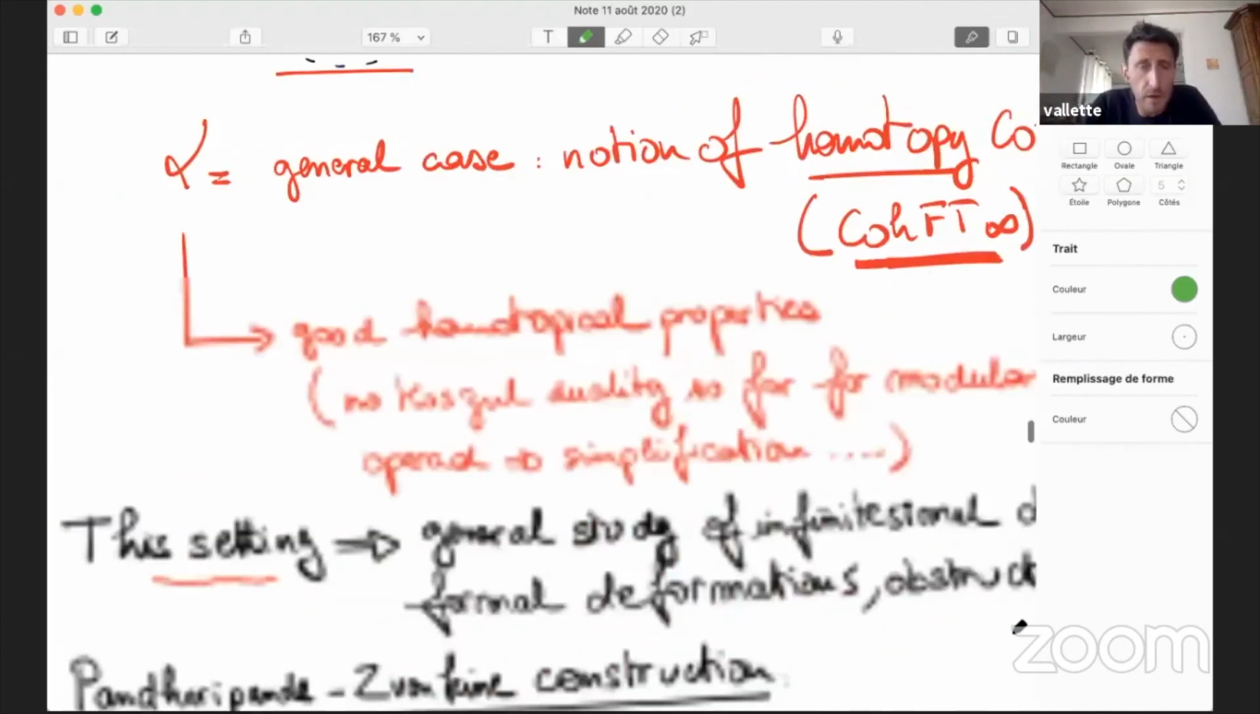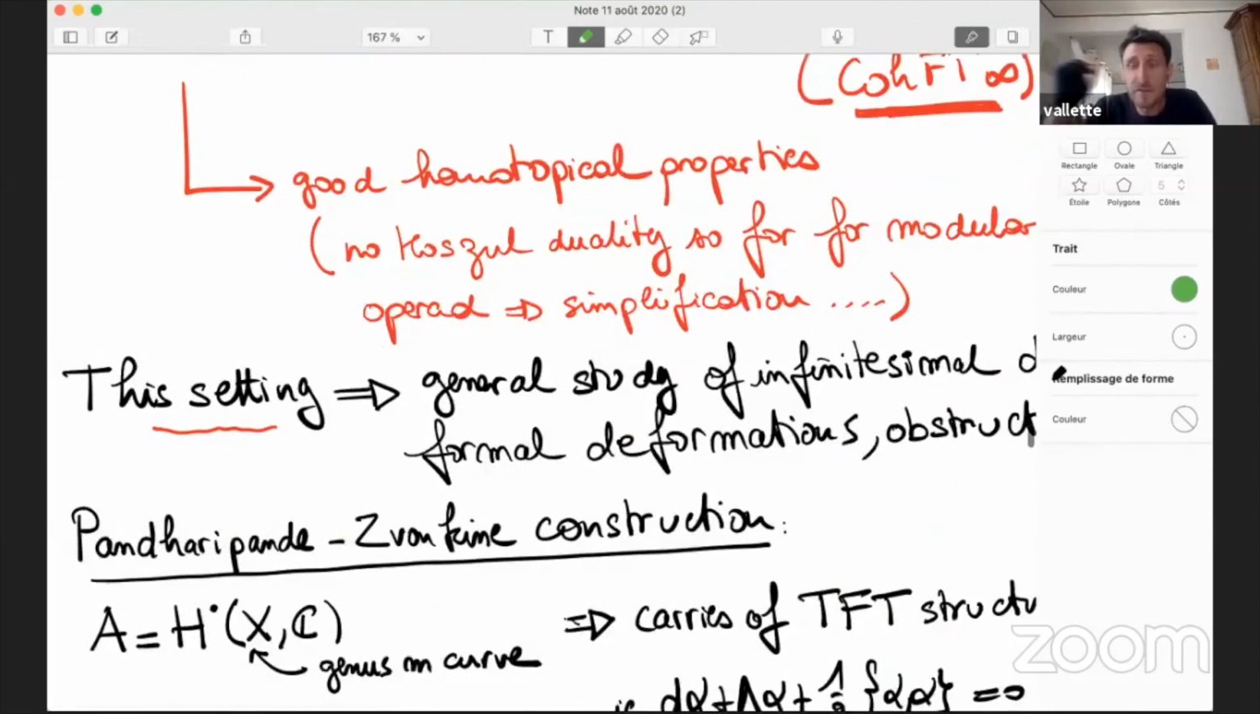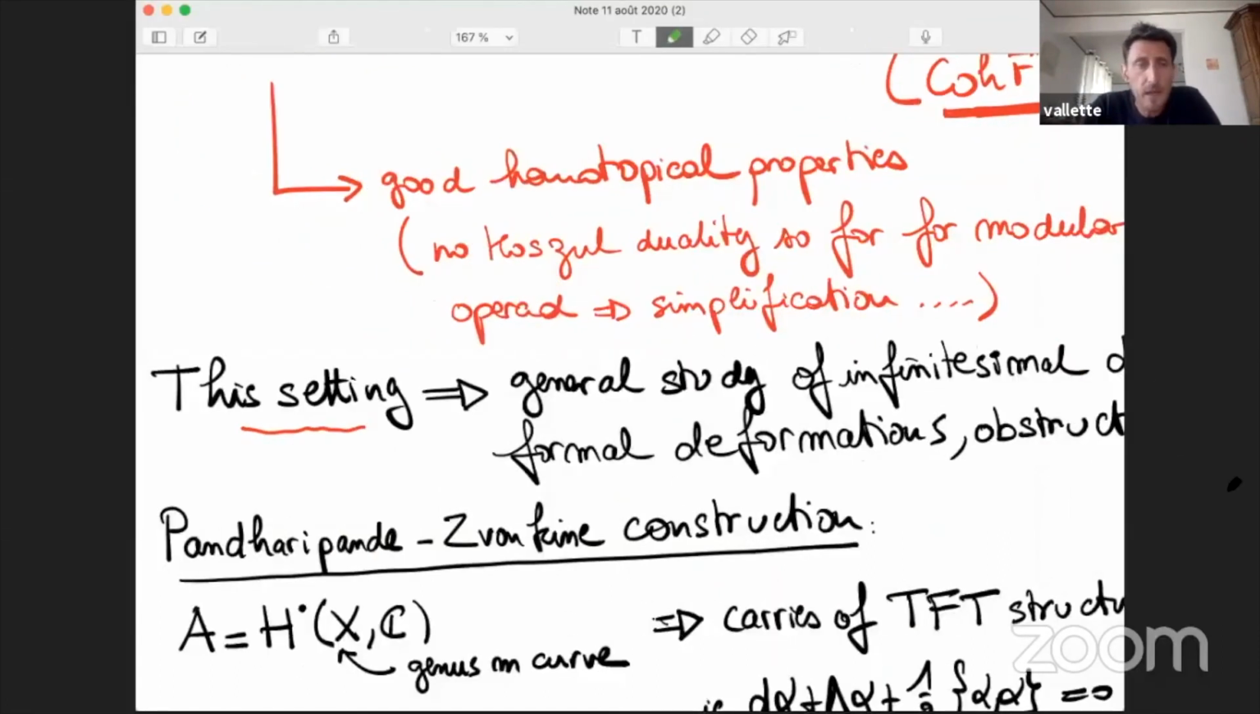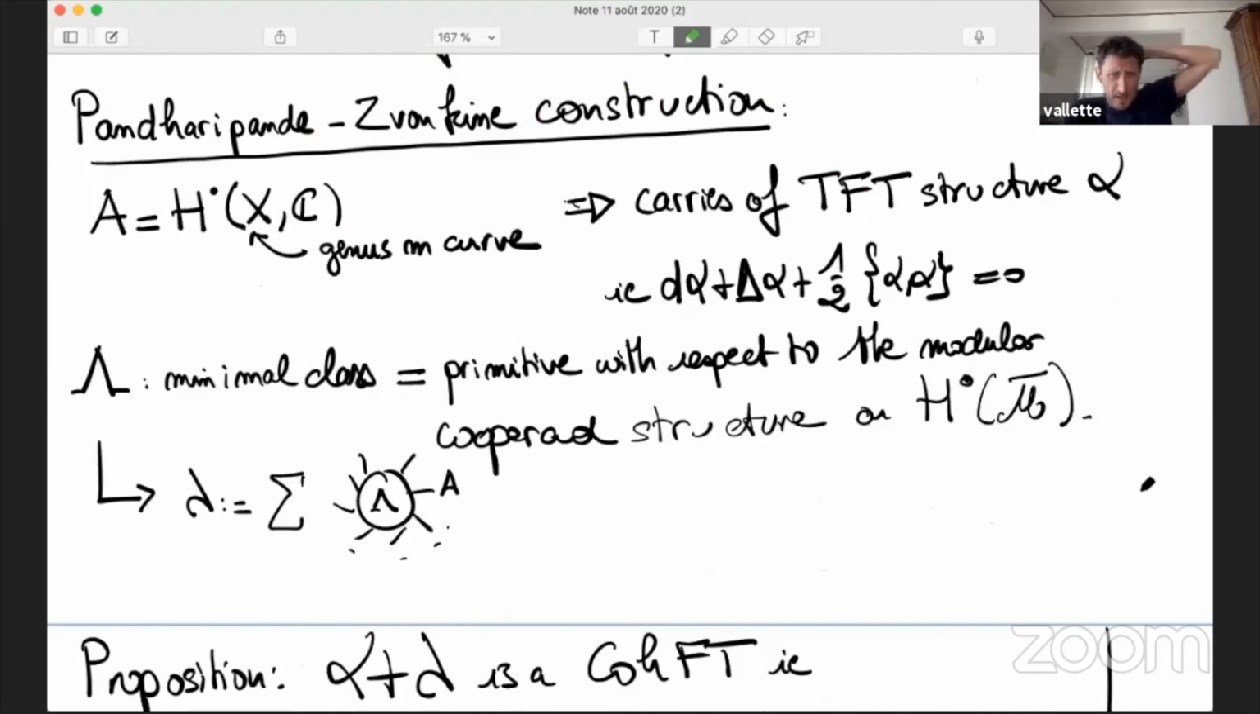infinitesimal deformations, formal deformations, etc. So you're in a good setting. Let me give one example. There was a paper by Pandharipande, Pixton and Zvonkine, and an appendix by Dan, where they create very interesting CohFT structures from topological field theory structures.